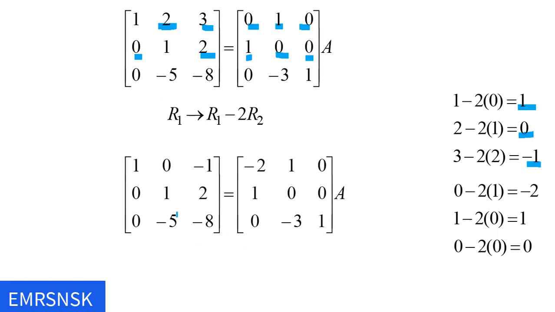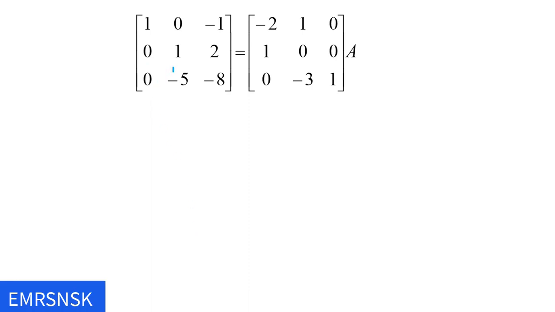So now next what we will do, see what we are doing, we are converting the left hand side matrix into an identity matrix. For that purpose I need this element to be 0. So minus 5 is there. So what I will do, I will convert this 1 as 5. So this will be 5 and this will be minus 5.